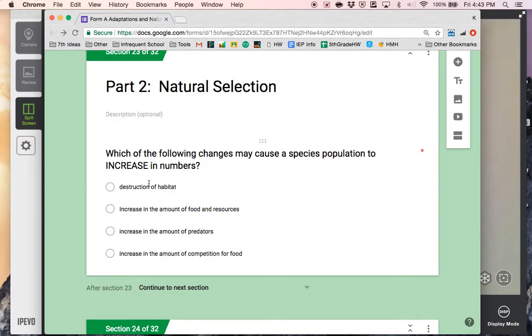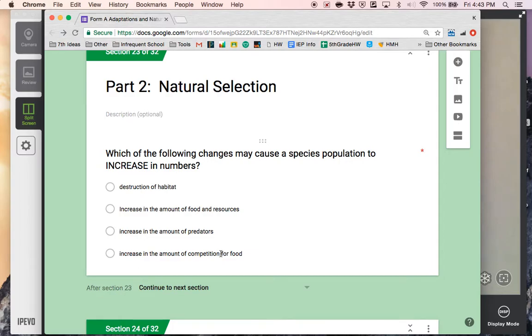That would be a good thing. That would cause an increase in numbers. What about the increase in predators? If there's more owls and I'm a mouse, that's not good because those owls are going to kill me and eat me. So I think my increase in numbers, if I was a mouse, would go down if there's a lot of predators around.